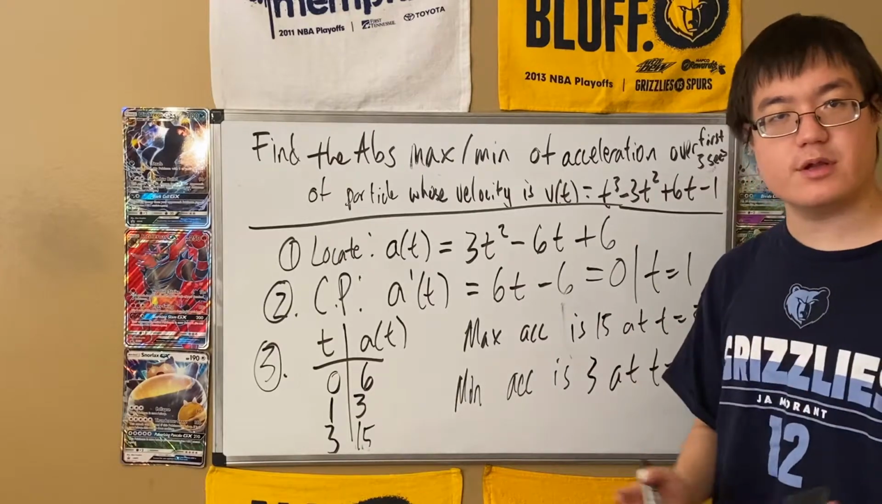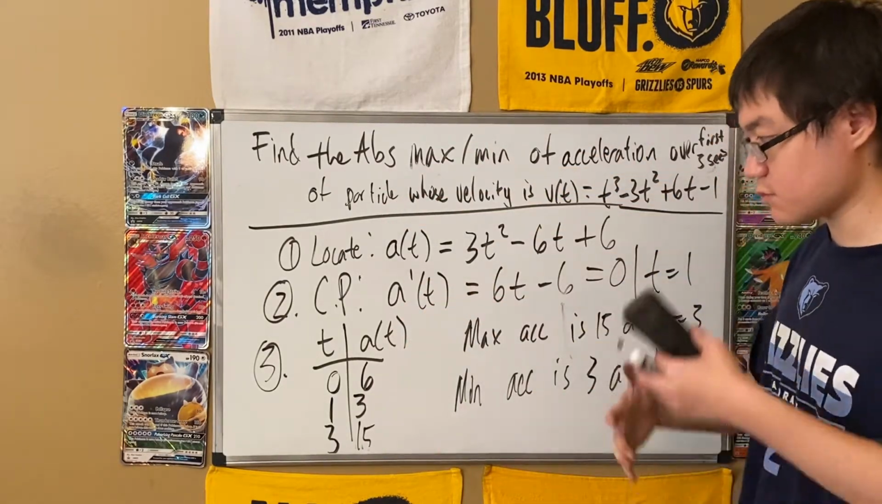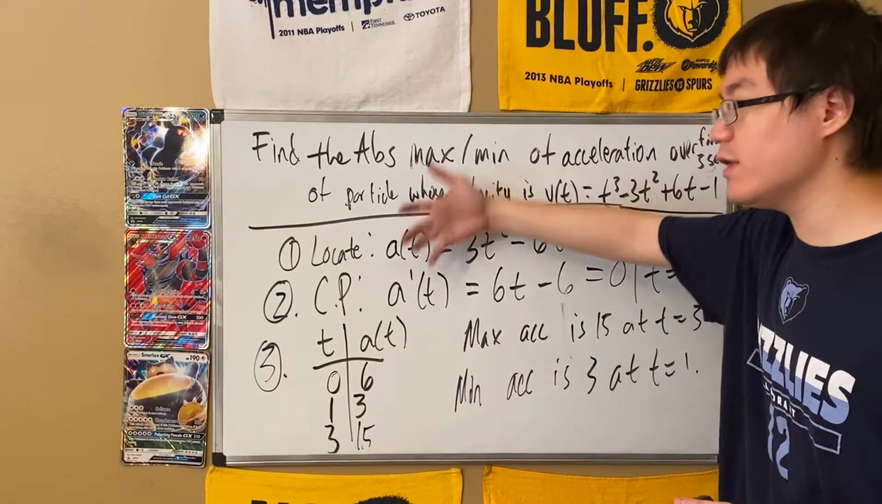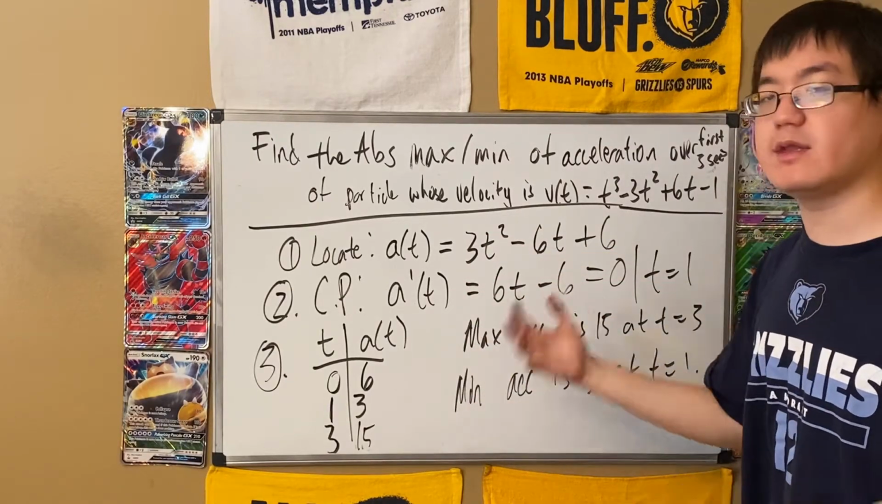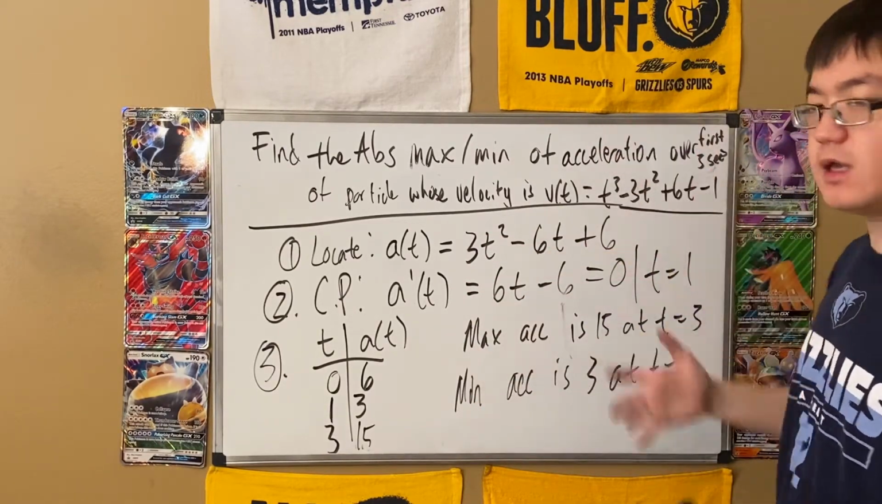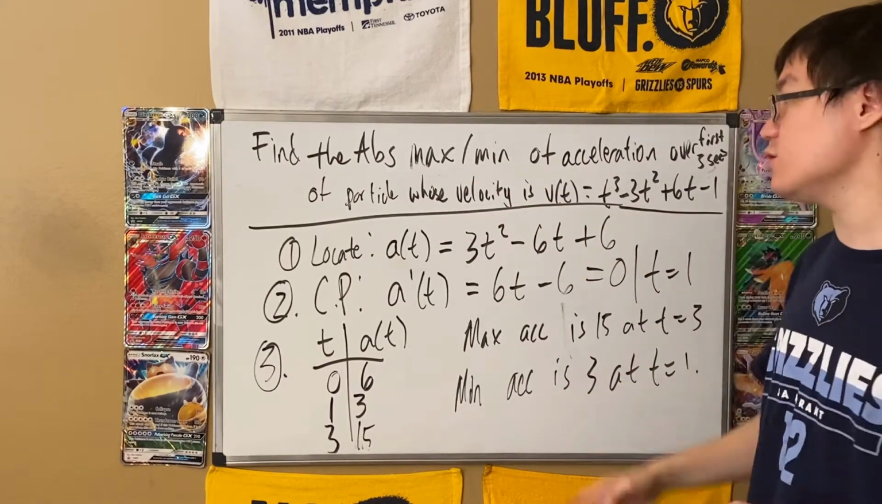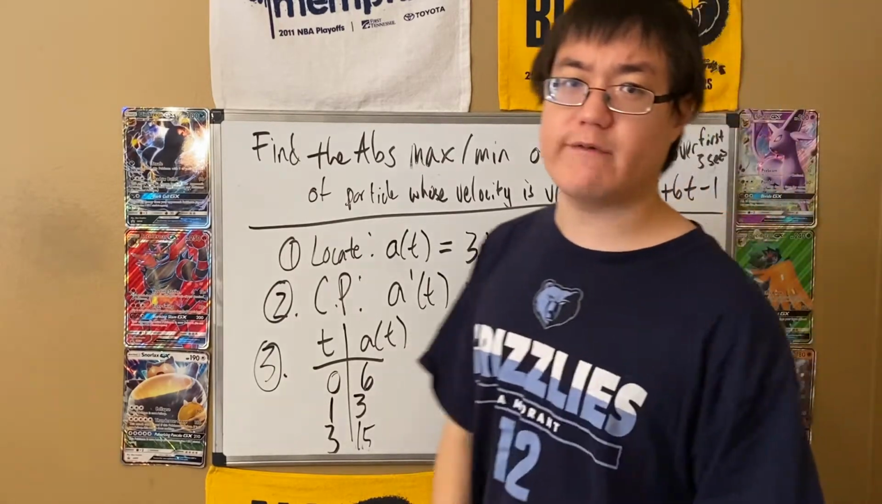So again, nothing new from the previous questions. It's still locate, critical points, table, except that the locate was not the given itself. So we had to find the locate first by taking a derivative, and then when we drew the table, we did not plug in any values into the given, because the given we don't care about anymore. We only care about the thing we're taking the absolute max or min of, and in this case, it was acceleration. So that's the closed interval method.